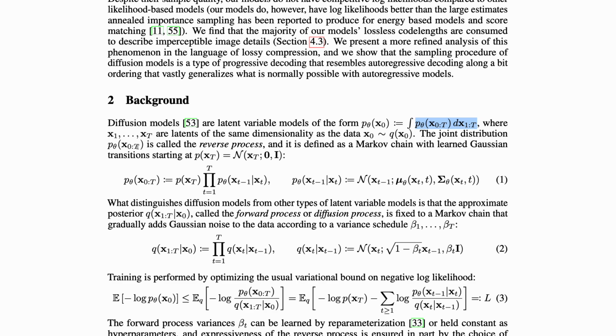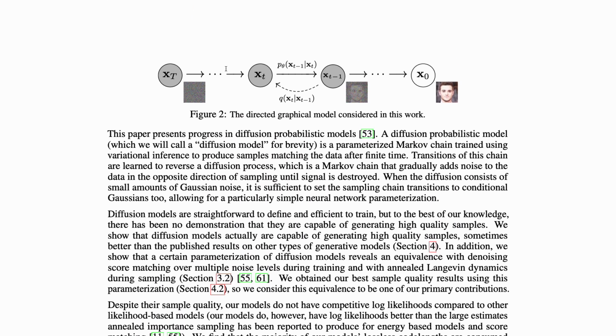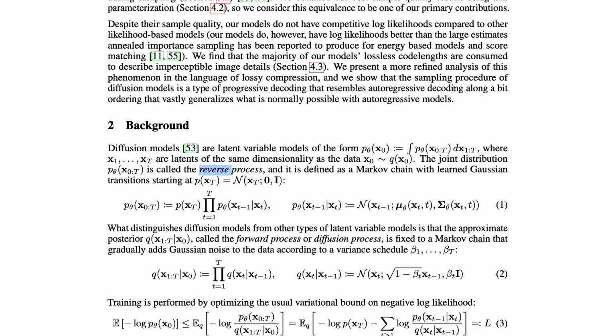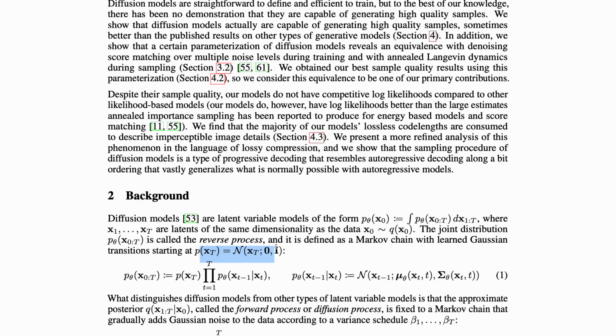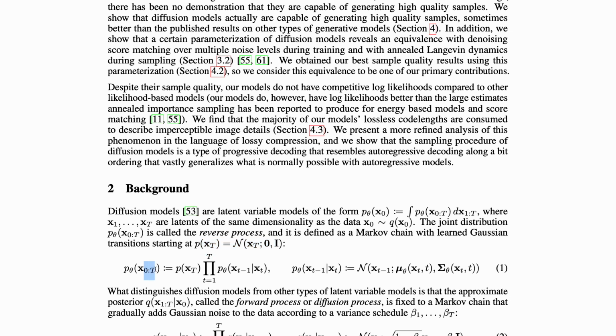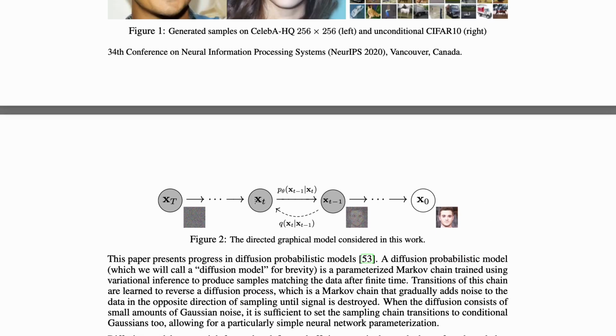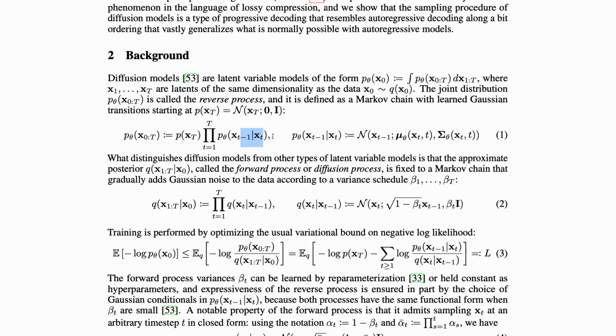Okay, so p theta of x0 to xt is called the reverse process. Sorry, x0 to T is called the reverse process and it is defined as a Markov chain with learned Gaussian transitions. So it's obtaining xt minus 1 given xt. This is the reverse process. So the reverse process is basically the denoising process. p theta of xt minus 1 given xt can be obtained like this.